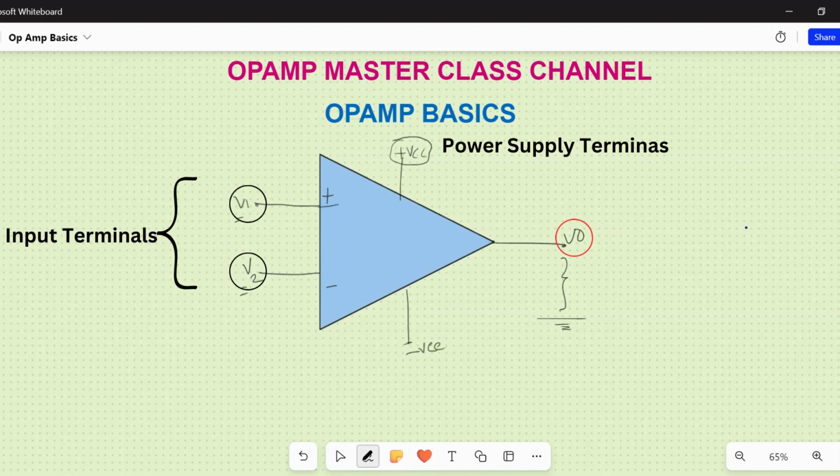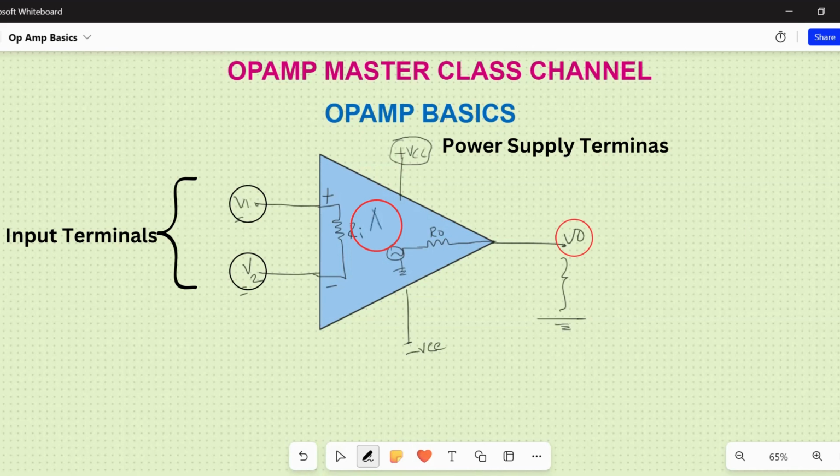So inside the op-amp circuitry, there is an input resistance, which I call Ri, and here this is called R0, the output resistance. You can also call it the input resistance or the input impedance. For simplicity, I call this the input resistance and output resistance.